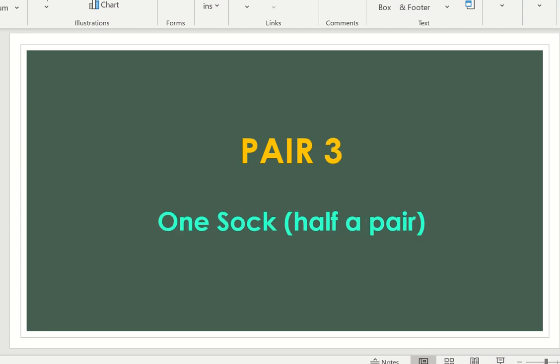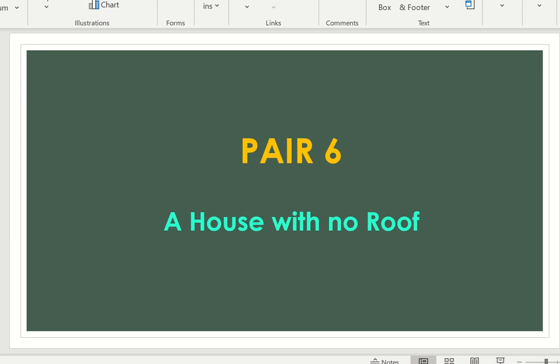Number three is one sock, only half a pair, without the other one. Number four, used tea bags. Okay. Number five, spectacles with no lens. Okay. Your glasses, but without any lenses. And number six is a house with no roof. Number seven is a bucket with a hole. Okay. A bucket, something that you put, perhaps water, but then it has a hole in it.